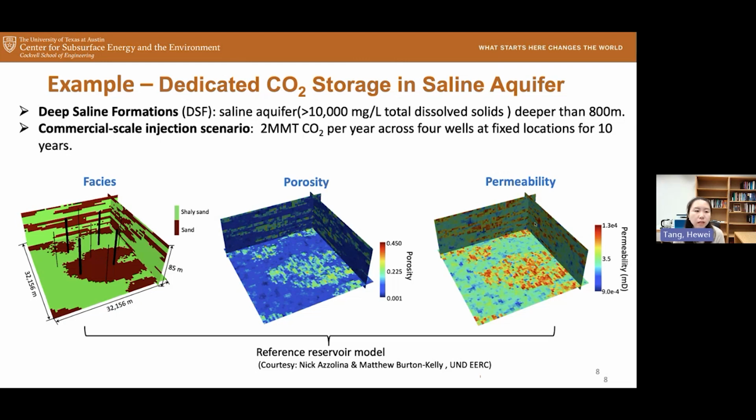It considers a commercial scale injection scenario of 2 million metric tons of CO2 per year injected across 4 wells at fixed locations for 10 years. Here we also consider a relatively complex geological model where there are 2 facies. One is sandy facies, represented by red, and the other is shaly sand facies, represented by green. We also have porosity and permeability distributions as our reference reservoir models.